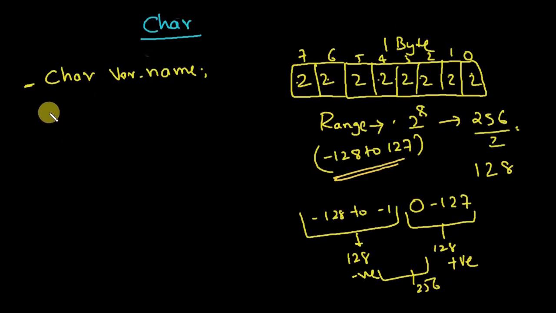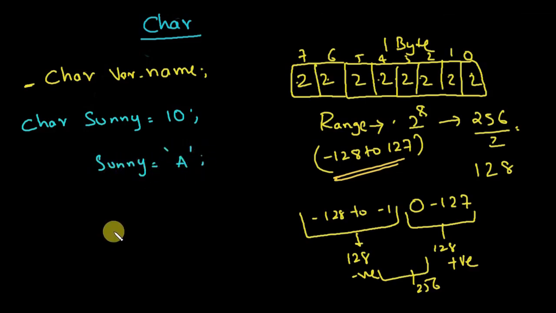Let's see. If I name a character variable Sunny, most people think that a character is only capable of storing characters, but that's not the answer. Let me give an example. I can store 10, it will work. I'll prove it to you. And in that same variable, if I store A also, it will work. So what happens exactly during this?